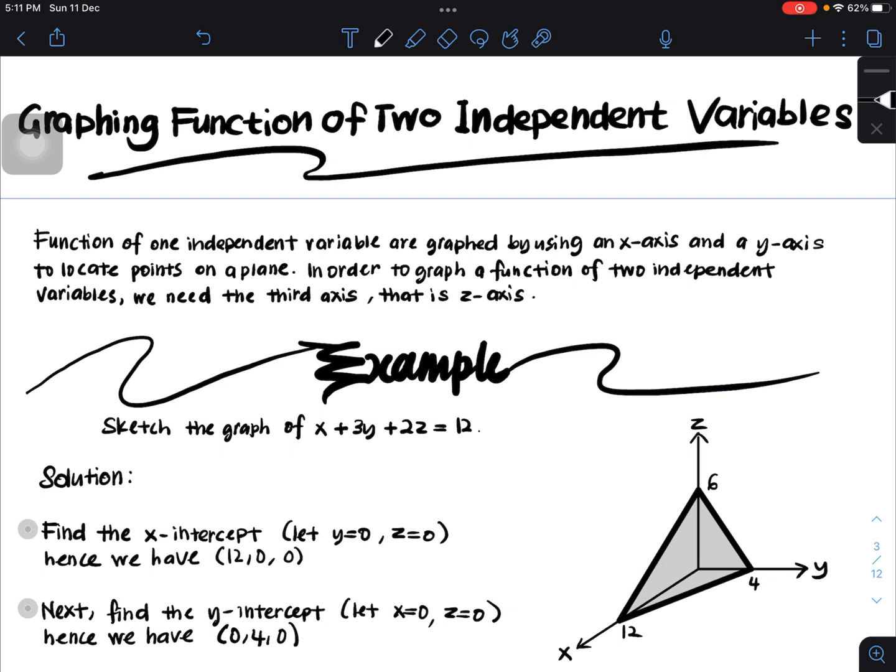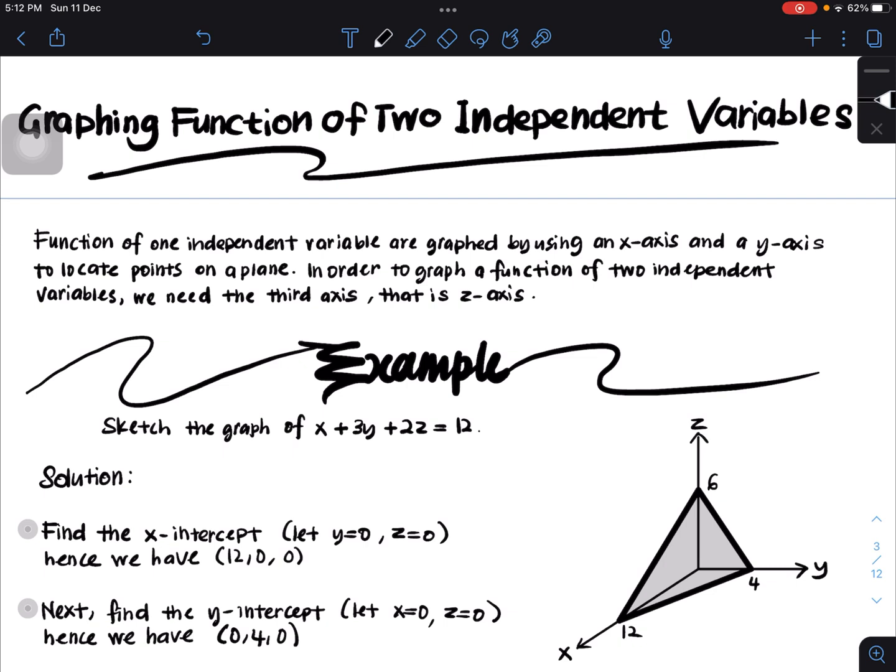In the previous chapter, we also saw a few examples of graphing in 3D space. Now we want to see a few that involve a function of two variables, which has one dependent variable and two independent variables. A function of one independent variable is graphed using an x-axis and y-axis to locate points on a plane. So a function of one variable involves only two axes, x and y. But to graph a function of two independent variables, we need a third axis, which is the z-axis. So it involves three axes, x, y, and z.